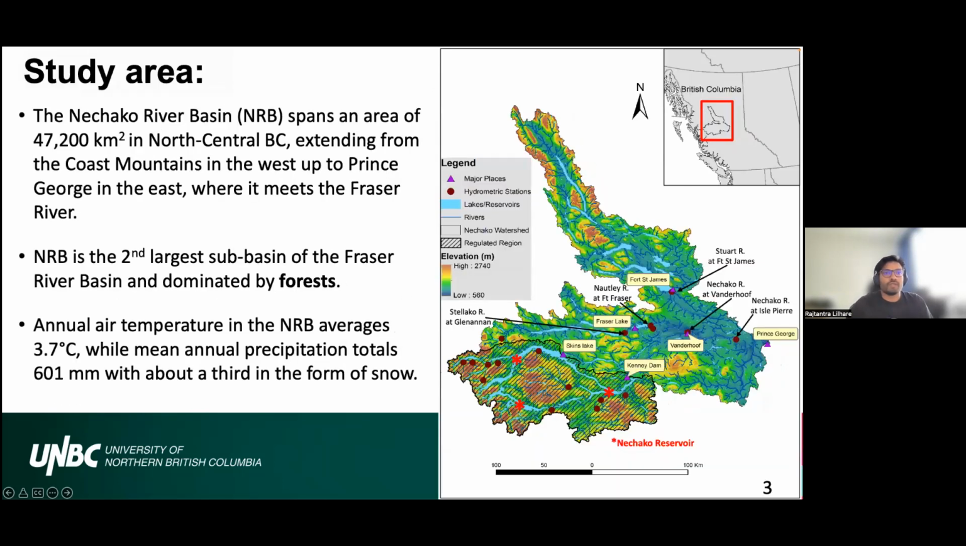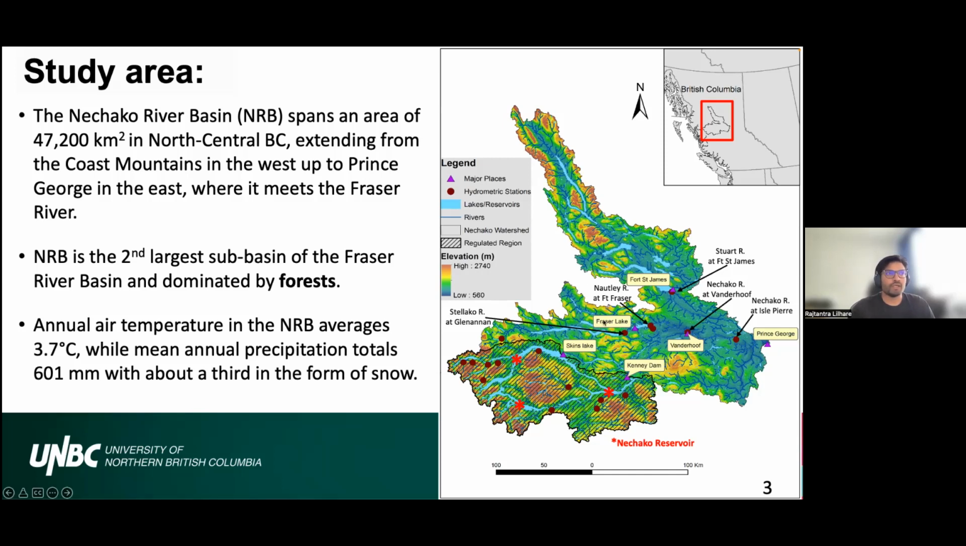Moving forward, our study area, as you know, is the Nachako River Basin, which spans an area of 47,200 square kilometers in north central BC, extending from the Coast Mountains in the west up to Prince George here in the east, where it meets the Fraser River and contributes to the Fraser River Basin. This is the second largest sub-basin of the Fraser River Basin and is dominated by forests. The mean annual air temperature in the Nachako River Basin is 3.7 degrees centigrade, while mean annual precipitation totals around 600 mm, with about a third in the form of snow.